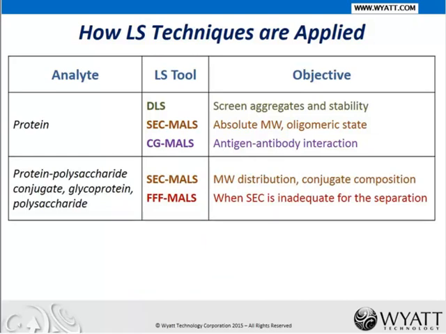The second group includes protein-polysaccharide conjugates, glycoproteins, and polysaccharides. They all share the same attribute, that is, they are very polydisperse in molecular weight. So usually SEC is used for the separation, and MALS is used to measure the absolute molecular weight and molecular weight distribution. When MALS is combined with two concentration detectors, UV and RI, we can also calculate the composition of the conjugate.